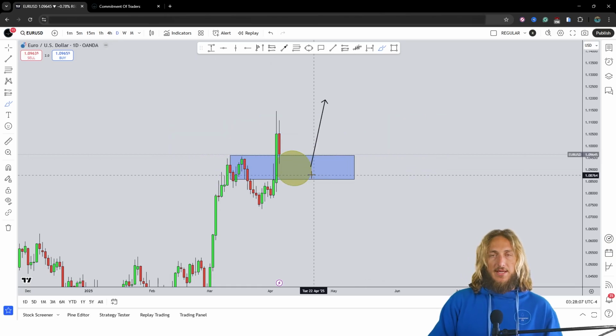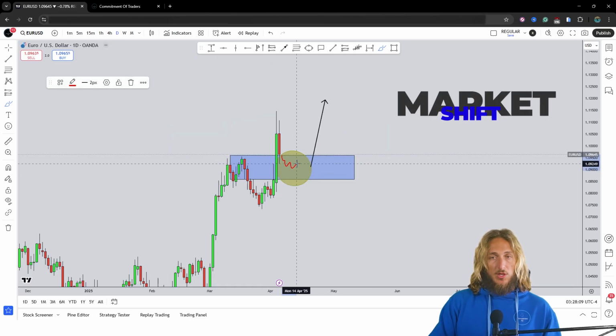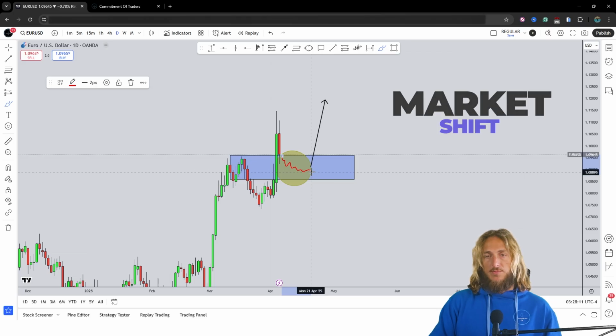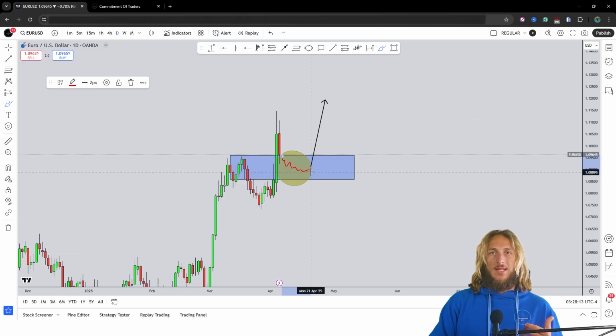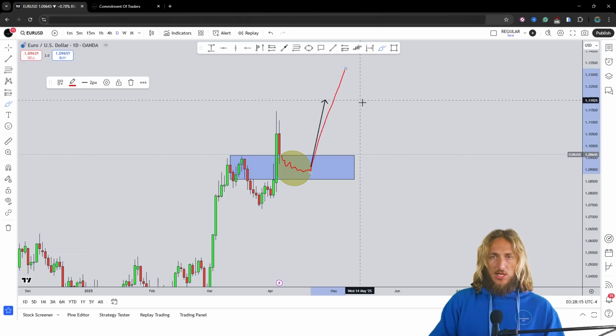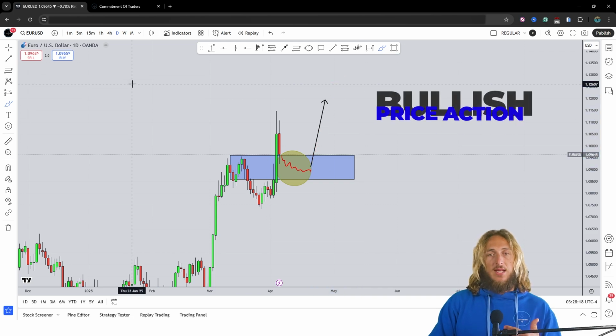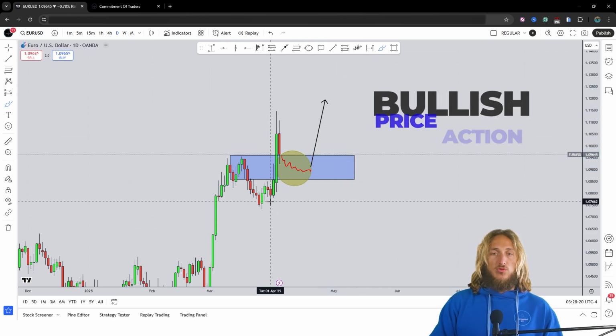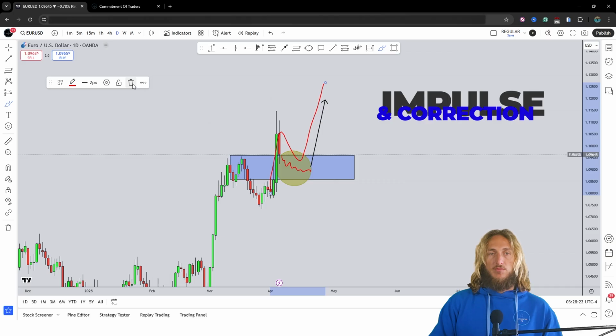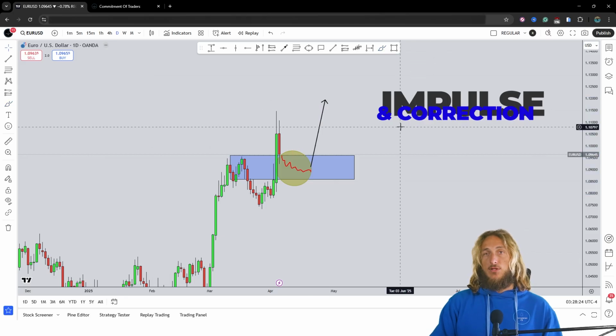Therefore, what I would expect is that if this market would shift from an intraday bearish to bullish market, and institutions would continue to add longs, at that point, I wouldn't be surprised to see a potential rejection to the upside away from this area for the market to complete this daily impulse correction and impulse pattern to the upside. That definitely wouldn't surprise me.